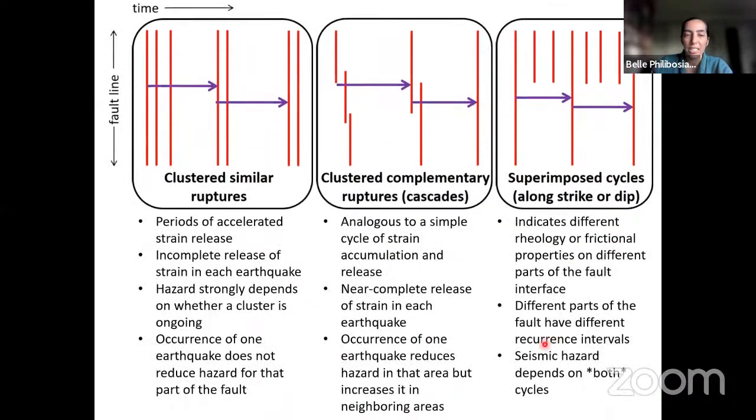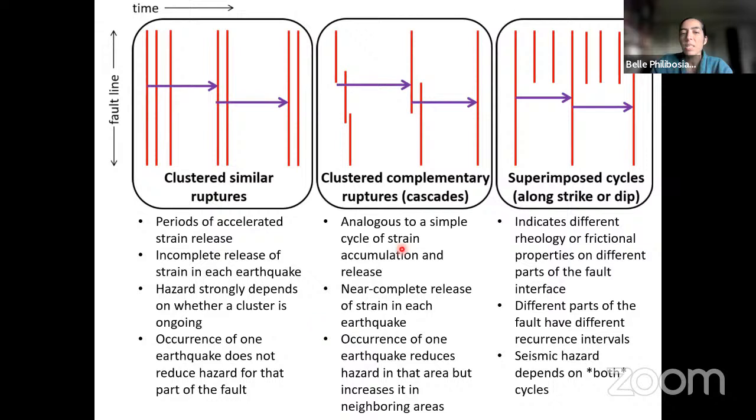In the case of clustered similar ruptures, you have these accelerated periods of strain release. Each earthquake is not completely releasing the strain that's available, the energy that's available, and the hazard will strongly depend on whether a cluster is ongoing or not. And very importantly, the occurrence of one earthquake doesn't actually reduce hazard for that part of the fault. In fact, it increases it, because once you have one earthquake, you're more likely to have more in the same place.